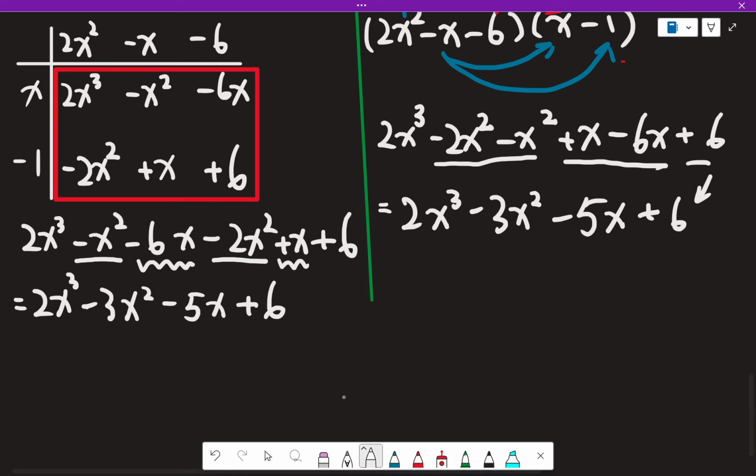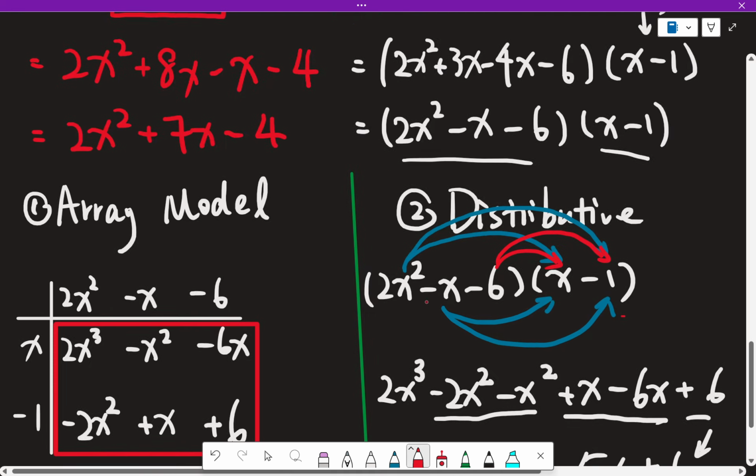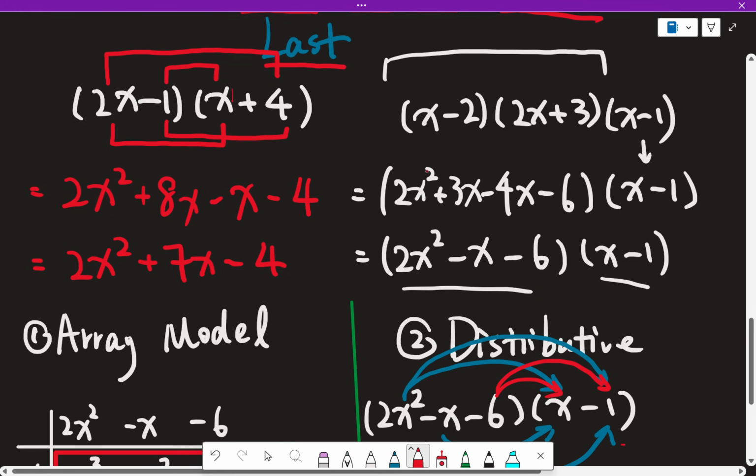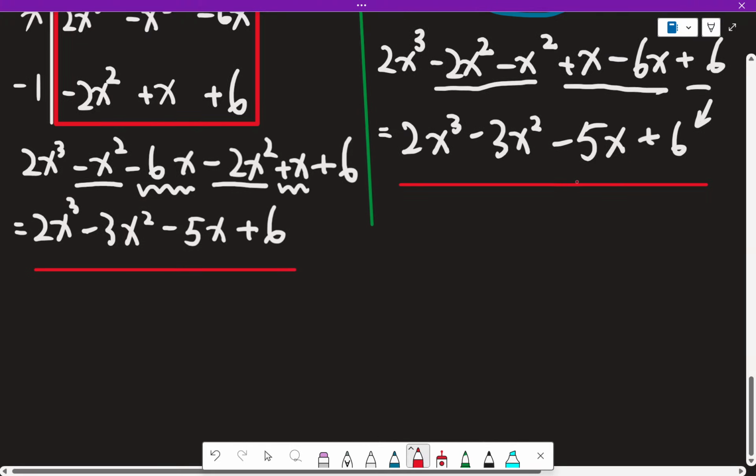So we will get 2x cubed minus 3x squared minus 5x plus 6. And we will see that the answer we got right here is exactly the same as what we got right here. So we can see that both of these methods can be used to solve the multiplication between a trinomial and a binomial. And if we come by a binomial times a binomial, we can use FOIL method. Let's do a little summary right here.